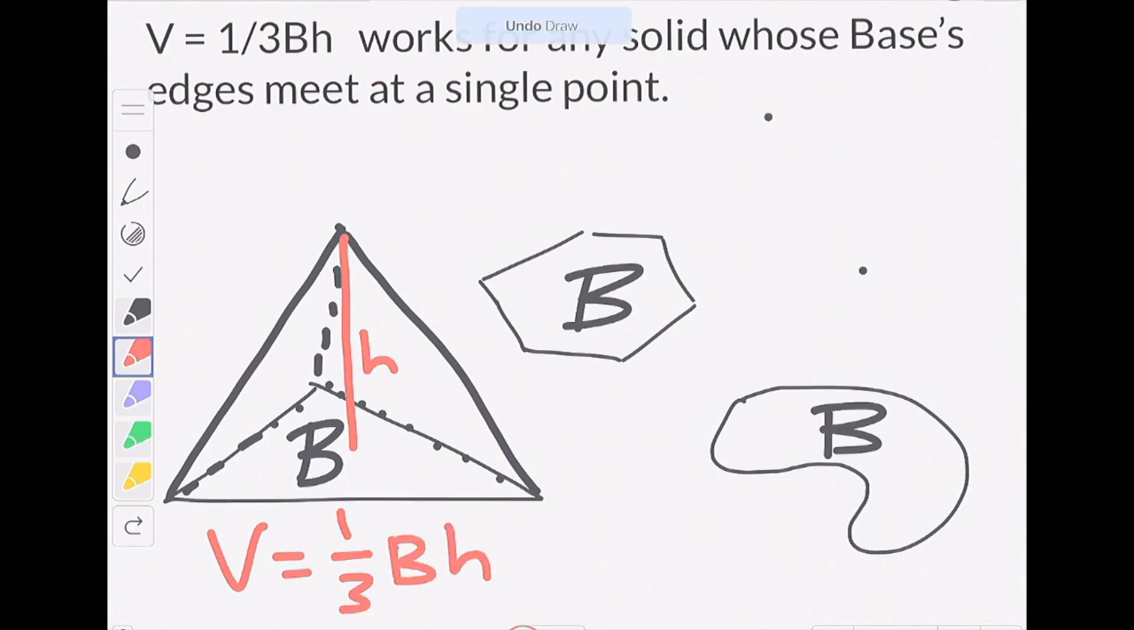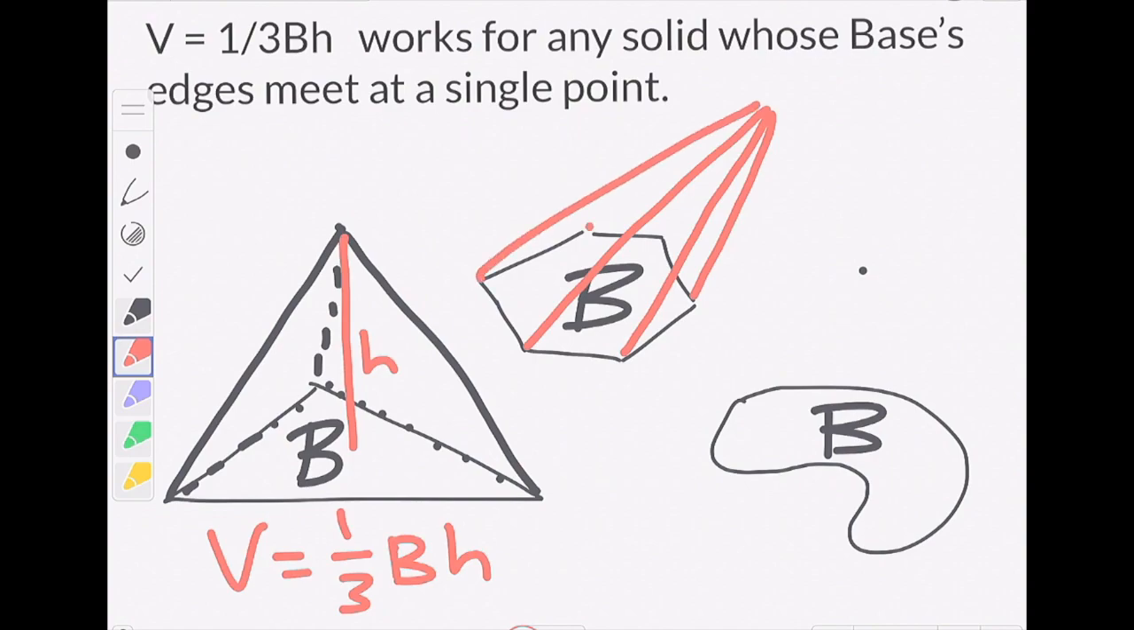Could also work for bases that are more unusual, like a hexagonal base. So you could have a pyramid with a hexagon as its base. And that formula would also work just the same, as long as those are all meeting at a single point. Of course, you need to know the height for that pyramid. In some cases, the height is indicated outside of the picture. And the shape could be slanted, but the height would always have to be perpendicular to the base.